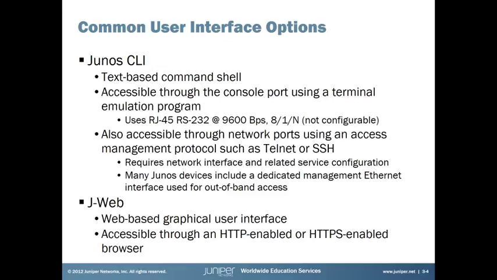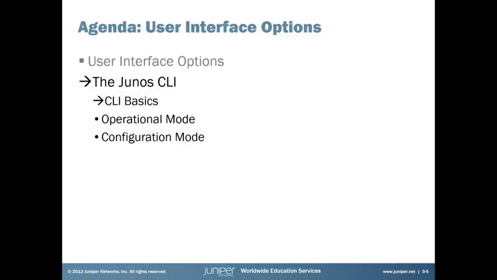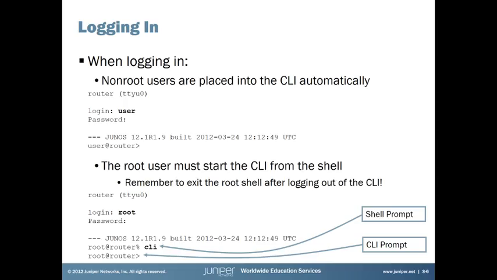Most of the things we'll do through the CLI. Certainly, if you're going into the exam, the Juniper exam, you will need to know the CLI. Okay, so it does have a J-Web. If you open up your browser to the IP address of your device, you should be able to log into the J-Web functionality. Okay, so we're going to look at the CLI basics, we're going to look at operational mode, and we're going to look at configuration mode.